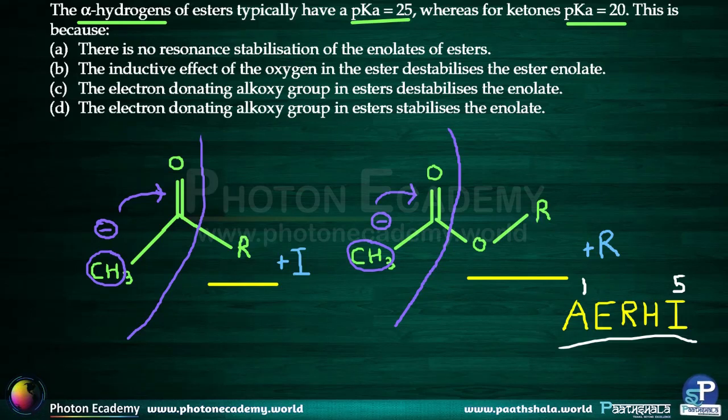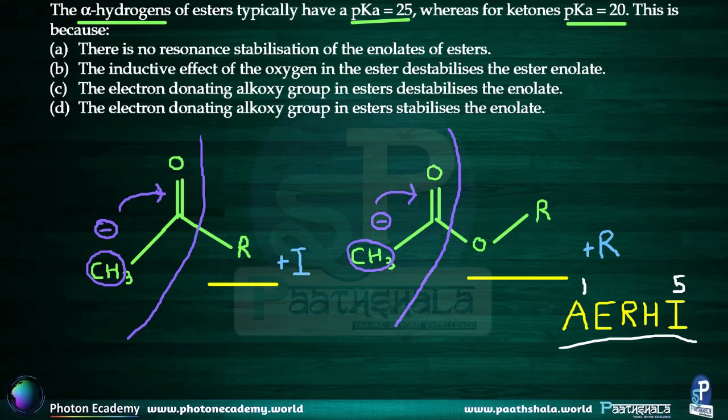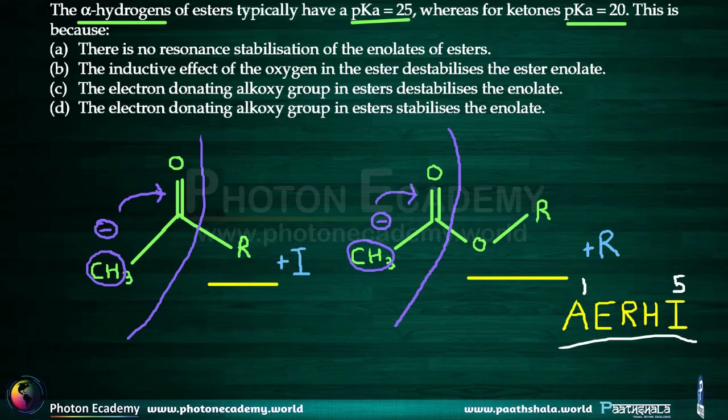Thus, for ester, the carbanion will be destabilized. Thus, the acidity will be much lower. Thus, the pKa will be higher. Thus, I have observed that the alpha hydrogens of the esters have a higher pKa value than alpha hydrogens of the ketones. This is a part of the question here. Thus, after reading the options carefully, what we will understand is that option C is the appropriate answer, that the electron donating effect of the alkoxy group in esters is going to destabilize the enolate or the carbanion.